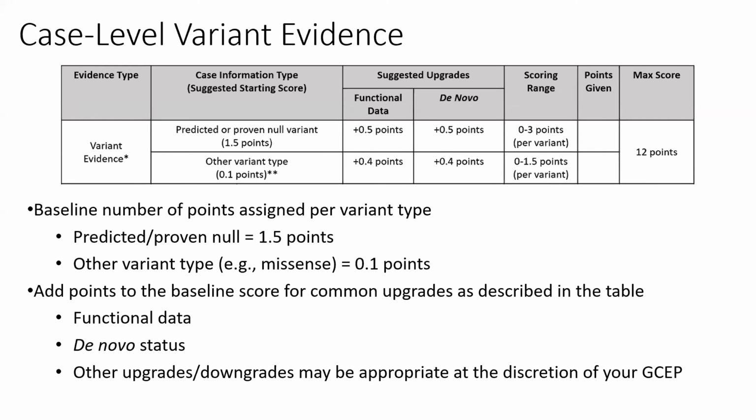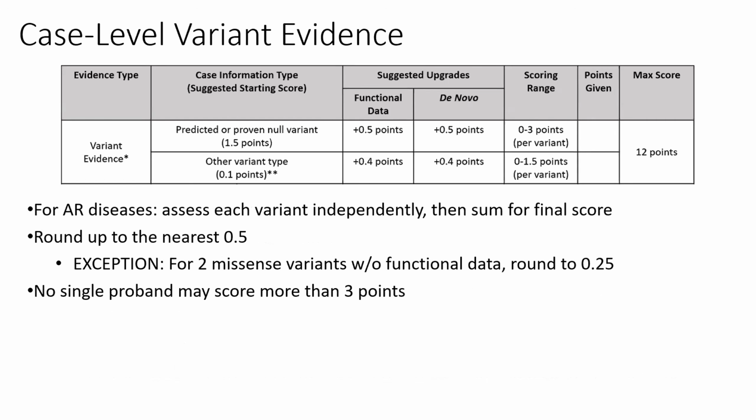Points can be upgraded by the default amounts listed in the table if, for example, you had functional data available to support the variant's effect on the underlying protein, and/or if the variant is de novo. Note that each GSEP can specify other upgrades or downgrades that might be appropriate, like I just said. And again, always check with the GSEP regarding the final variant scoring.